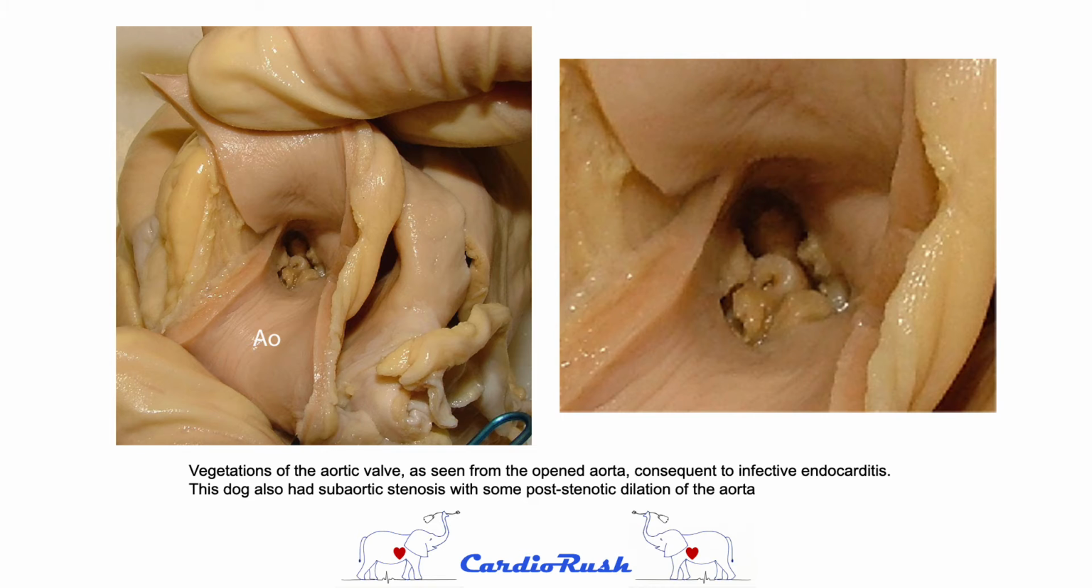This is a picture of a dog that had both subaortic stenosis and bacterial endocarditis. The aorta has been opened up and we're looking down on vegetative lesions on the aortic valve. Subaortic stenosis in dogs predisposes them to the development of endocarditis, although endocarditis is a rare condition in most veterinary species.